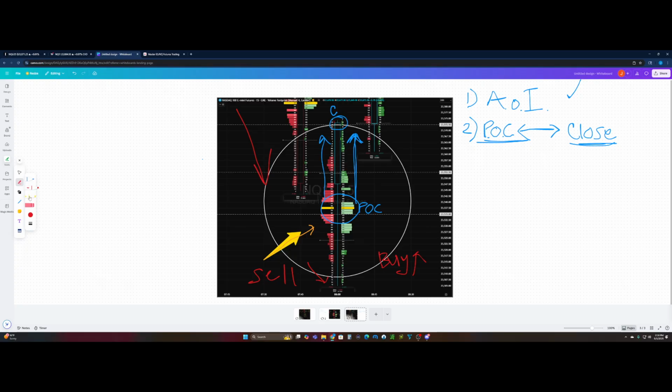Like I said, you're going to focus on waiting for the close. Once you find the close, where is it relative to the POC?